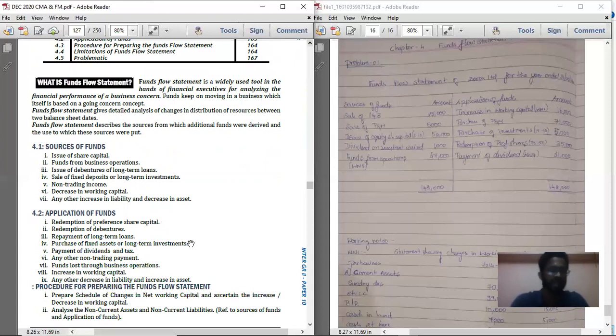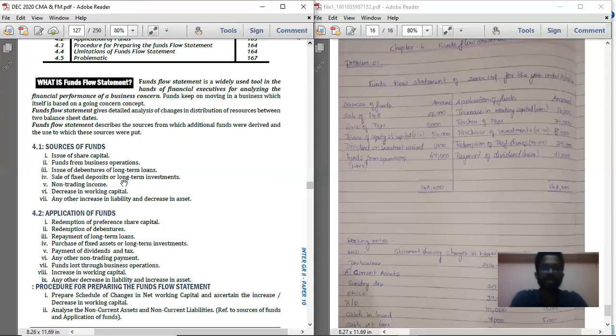For example, issue of share capital. When you are issuing share capital, cash is coming in or funds are coming in. You should not only take cash. You should see all the assets, liabilities, working capital, and also funds from operation, that is net profits. All these should be considered in the fund flow statement. So basically, what are the different sources of funds? Issue of share capital, funds from operation. Funds from operation is nothing but net profits. What is the profit you are making from the business operations? That is funds from operations.